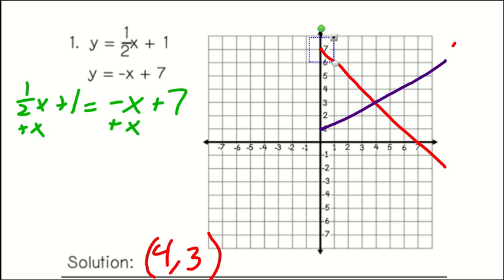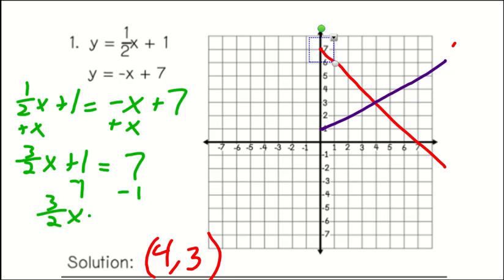Just like before, when I add that, that's going to be 1/2. I'm going to make it improper. So that'd be 3/2 x plus 1 equals 7. I go -1. So I got 3/2 x equals 6.